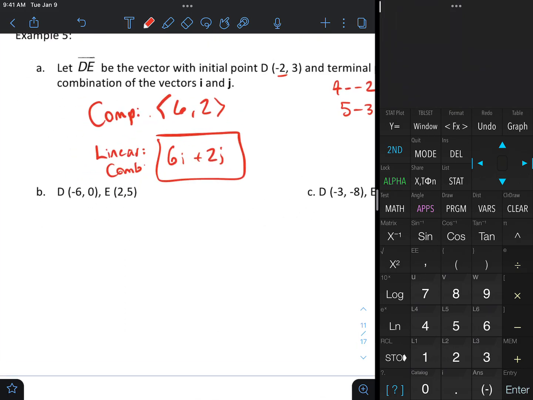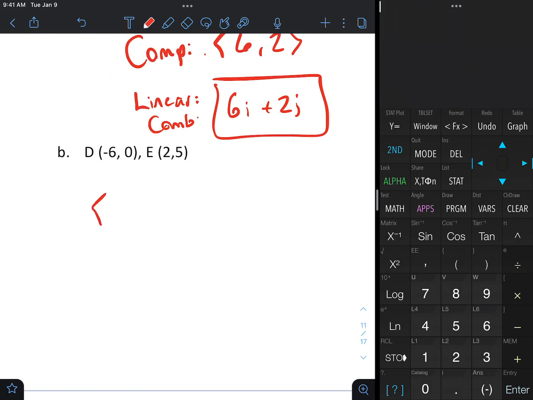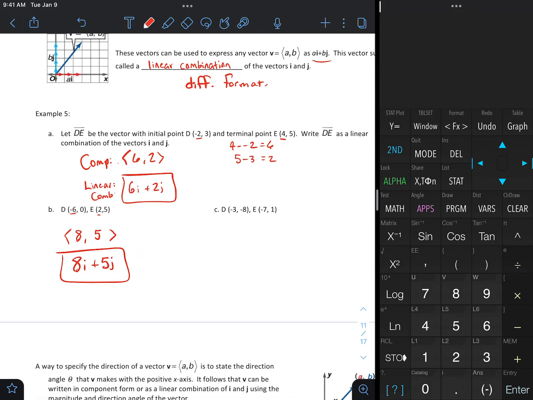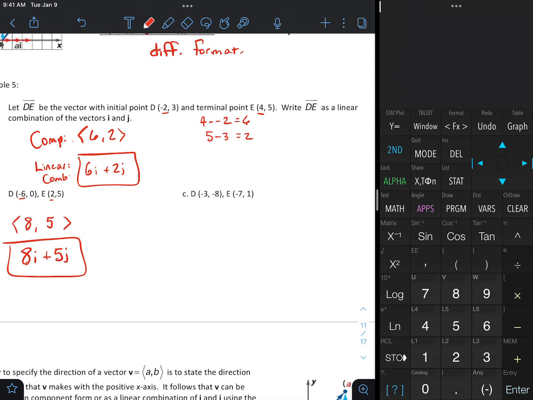Let's try out another one here. Your linear combination for this one, well, first of all, let's get component form. 2 minus negative 6 would be 8. And then 5 minus 0 would be 5. So then that would be 8i plus 5j. There's your linear combination form. So not a whole lot to memorize there, you just need to know that they're the same.